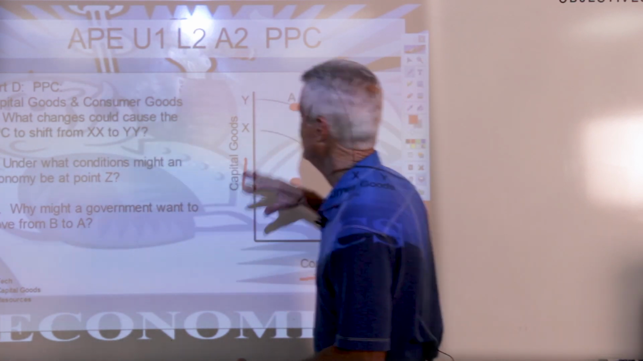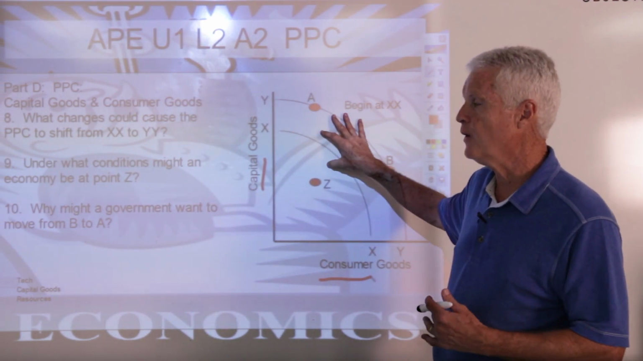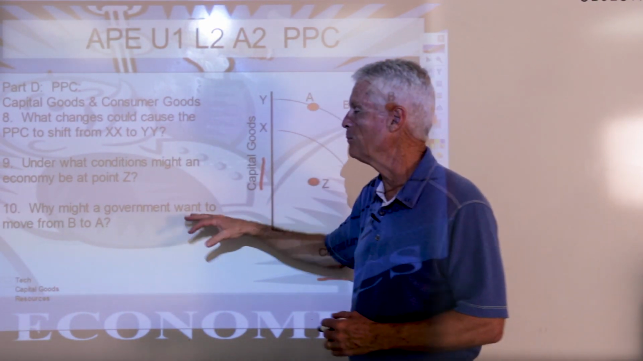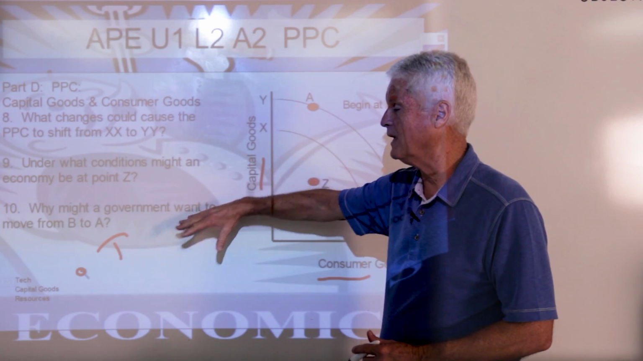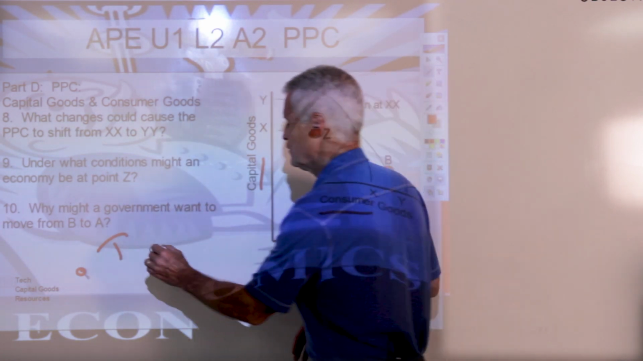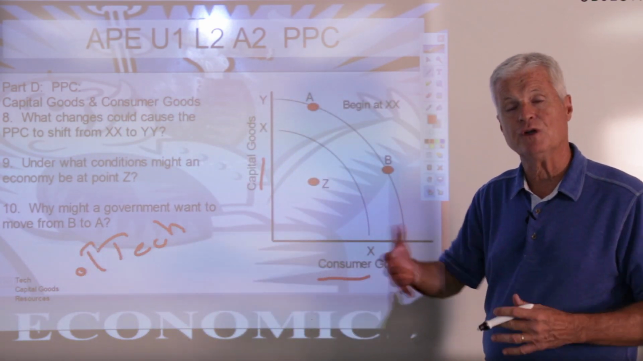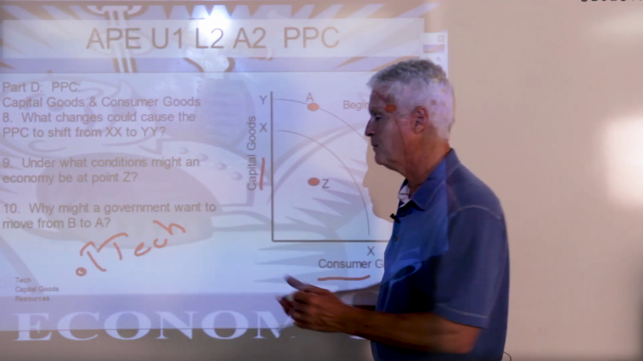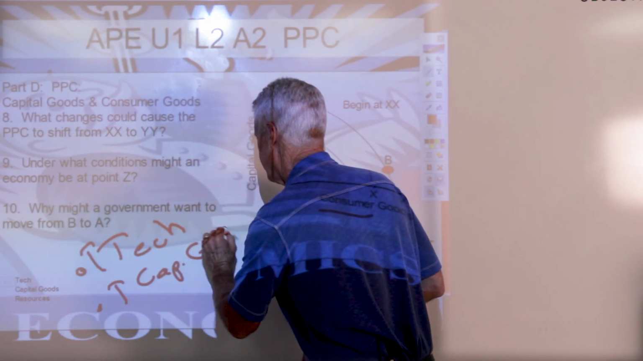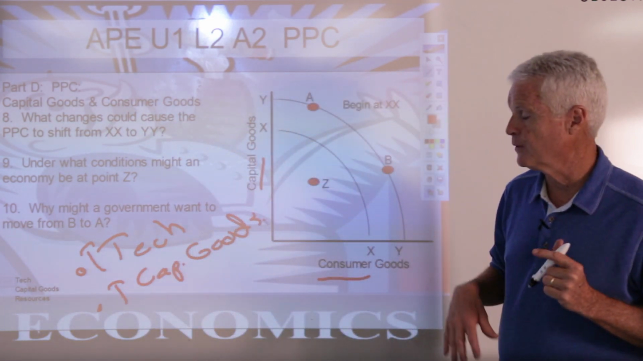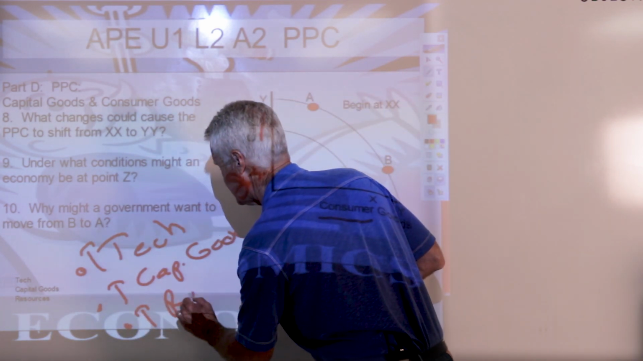Well, what could cause us to shift from X to Y? Well, if you recall earlier, we said certain things were fixed. Well, in the long run, they're not fixed. So if we could improve technology, these are the factors of growth, okay? So make sure you write that down. Factors of growth. First one is technology, so increase in technology. Okay, we could increase capital goods. We could build more factories, and with more factories, we could make more stuff. So an increase in capital goods. And the third one we're going to cover today is an increase in resources. Okay, so an increase in resources.